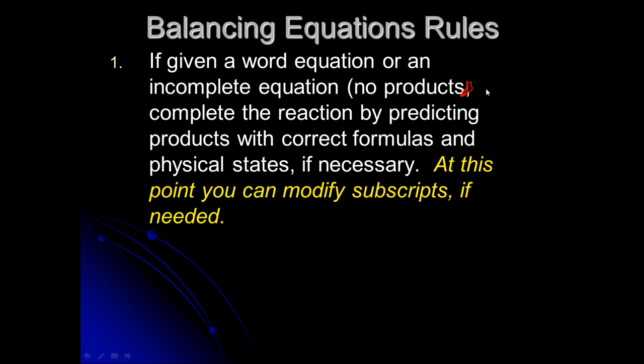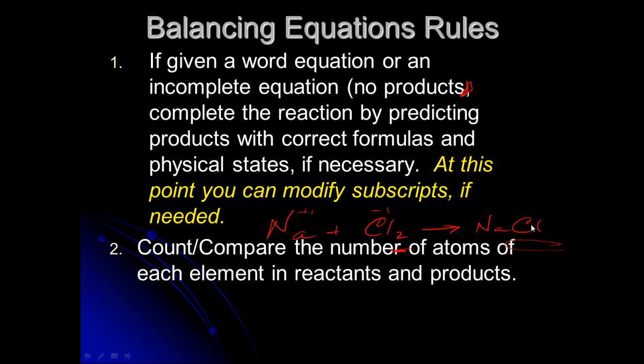At this point, you can modify subscripts if needed, because you do that in order to make the charges cancel out. Like if I have Na plus Cl2, what I was having you figure out is +1, -1, and then you get NaCl. That's what we were working on last week. But what you had here is this uneven amount. You had a 2 there and then nothing there. So that's what we're going to fix today.